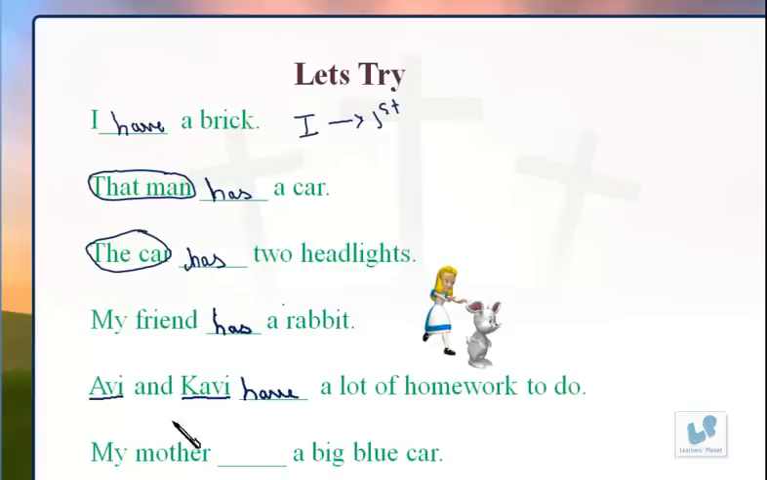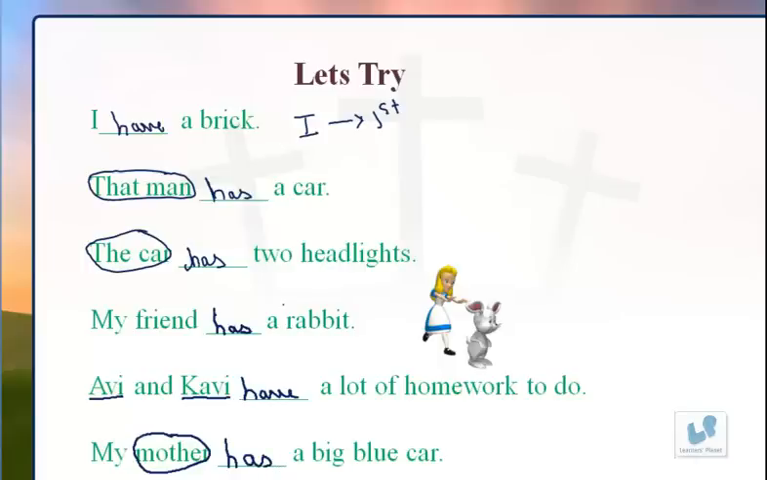Okay, now let us see the next fill in the blank. My mother dash a big blue car. So over here my mother, she is the third person singular, and we know that we use has with the third person singular. So the correct fill in the blank will be my mother has a big blue car.